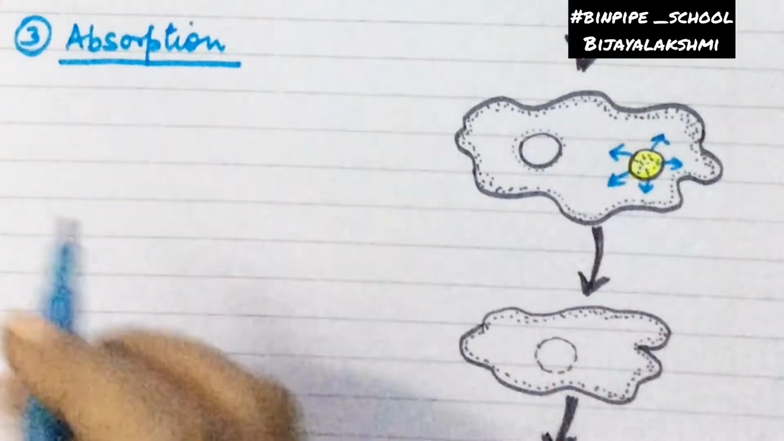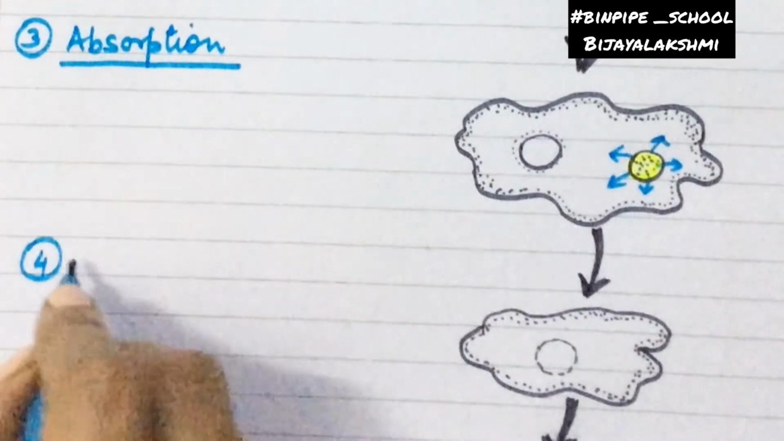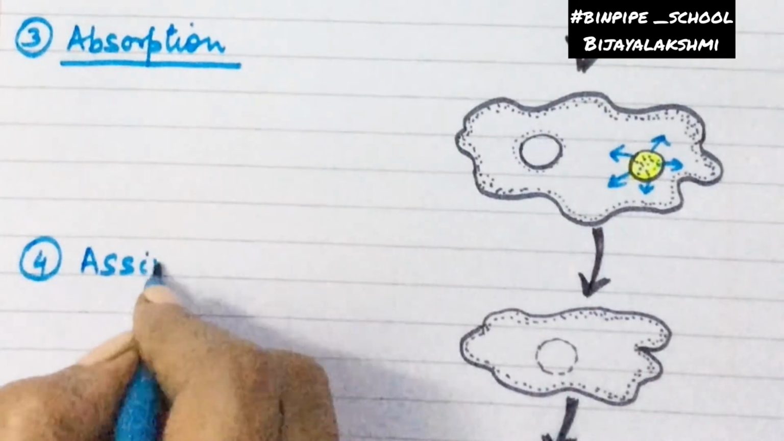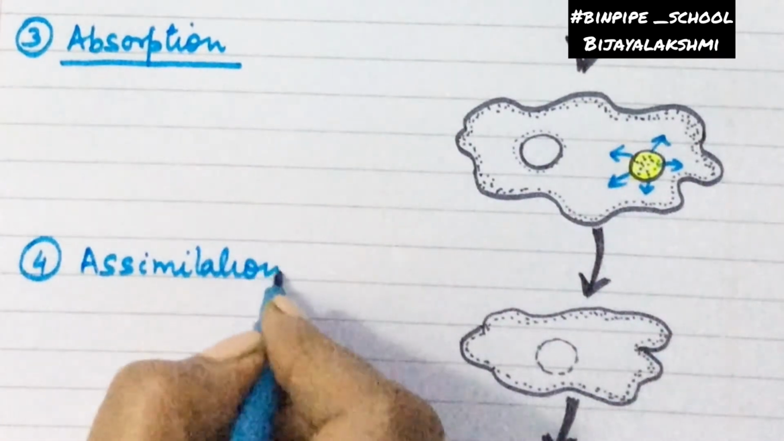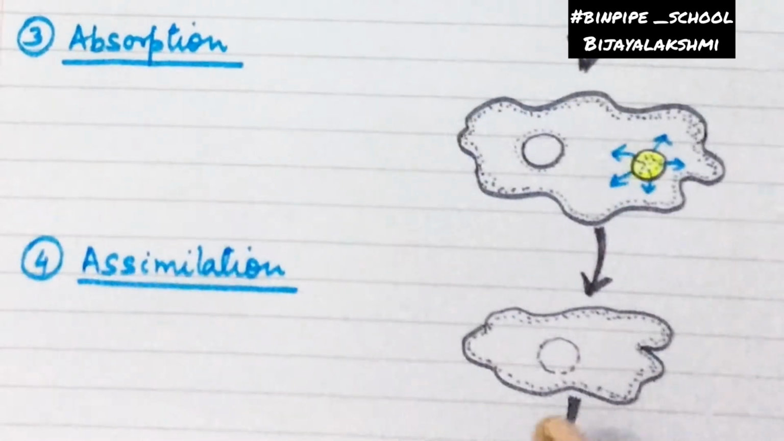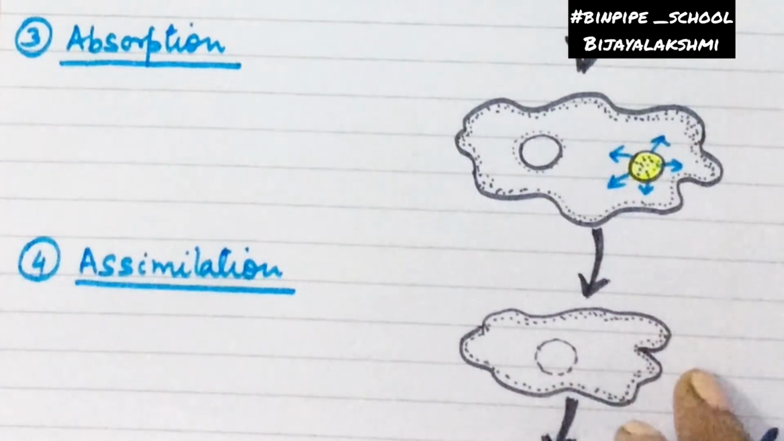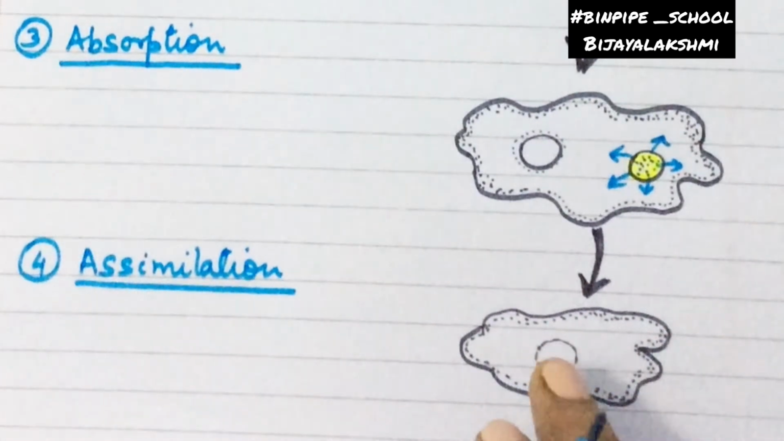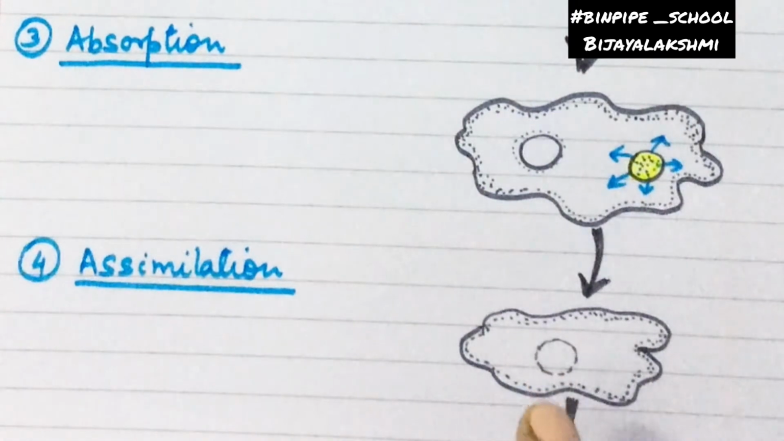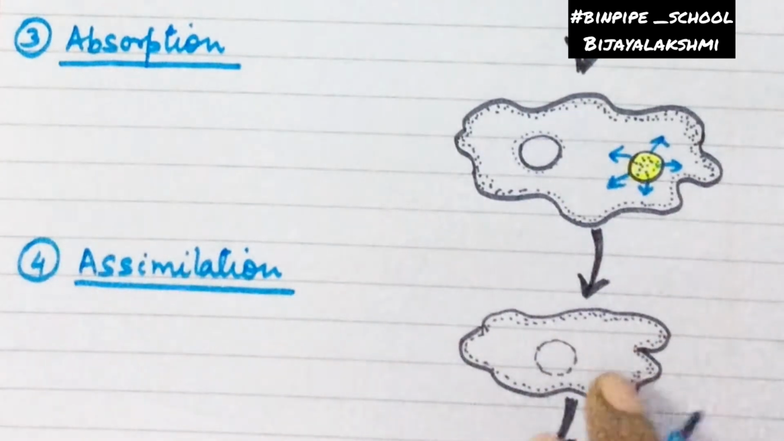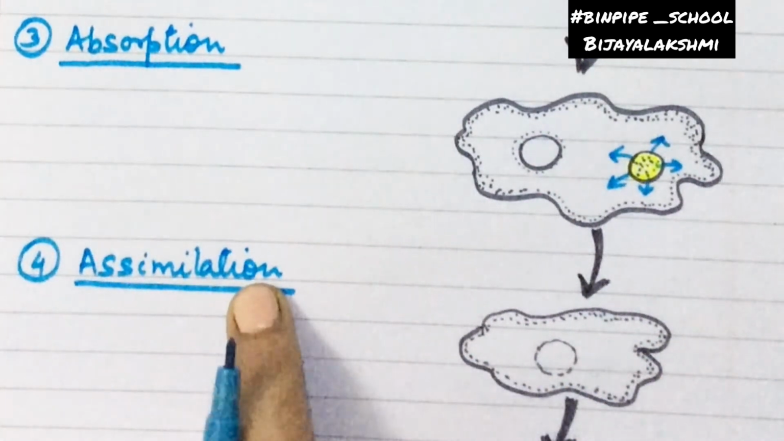Okay, now the next step that we have is called assimilation. In assimilation, whatever food has been absorbed is used up by the process called respiration. It is used up to obtain energy. The remaining part of the food is used either for growth or for reproduction, and this entering and using of the absorbed food by the cell is called assimilation.